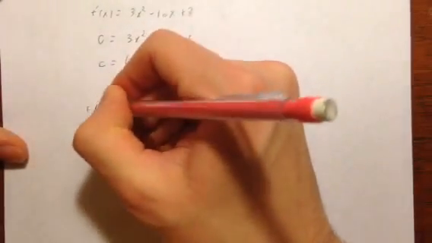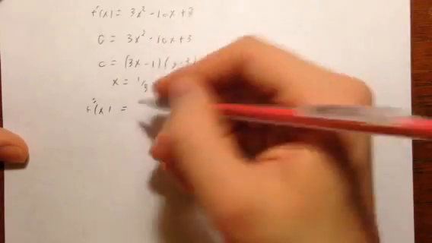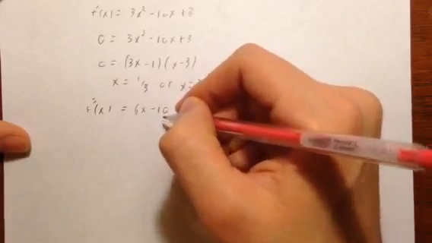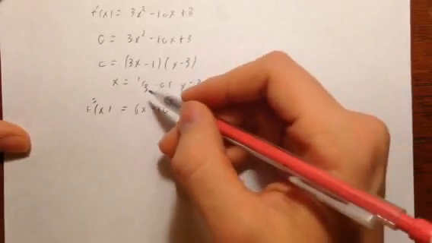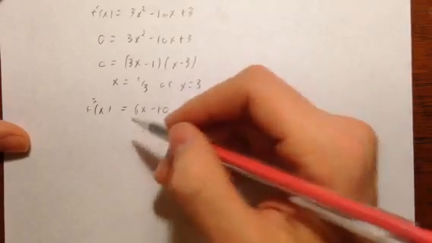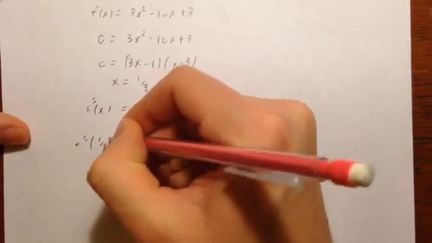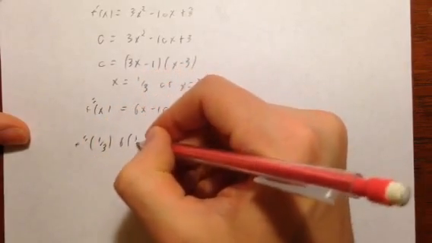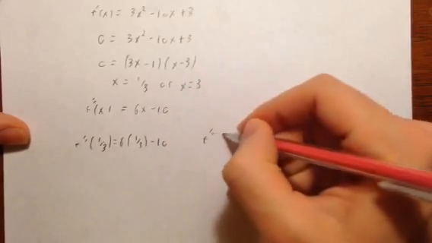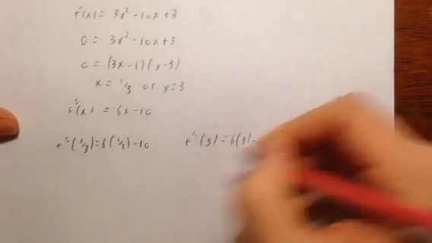So the second derivative of the original function is going to be equal to just the derivative of this, so it's going to be 6x minus 10. Now we'll take the critical points we found from the first derivative and we'll plug them into the second derivative to determine if it's positive or negative. So f double prime of 1/3 is going to be equal to 6 times 1/3 minus 10, and f double prime of 3 is going to be equal to 6 times 3 minus 10.